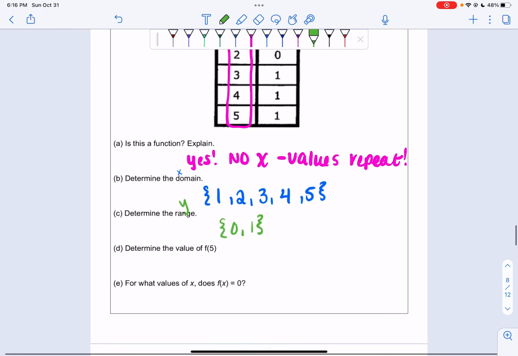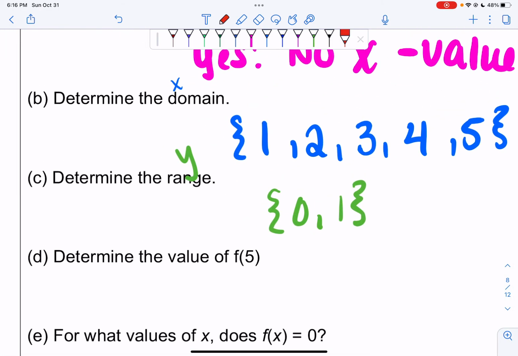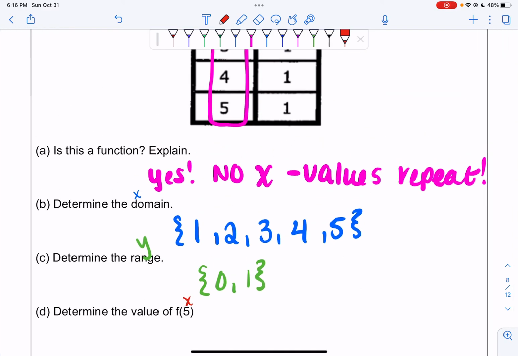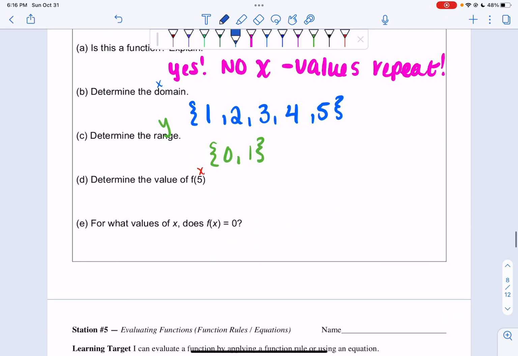D says determine the value of f of 5. So if I look, this is an x value. So I want to find out what happens when x is equal to 5. So if I look, when x is 5, I get 1. So I can say f of 5 is equal to 1.